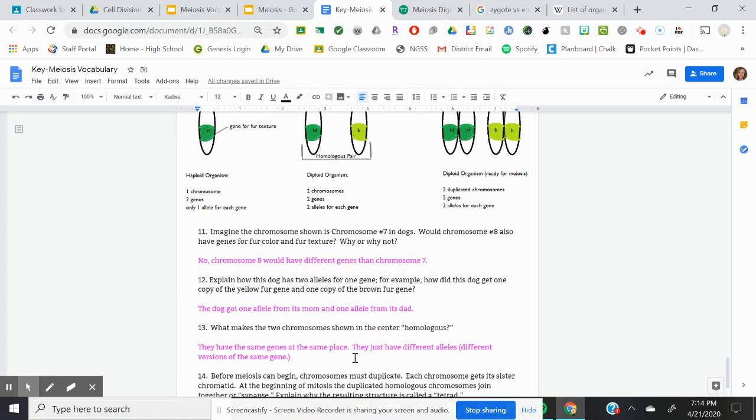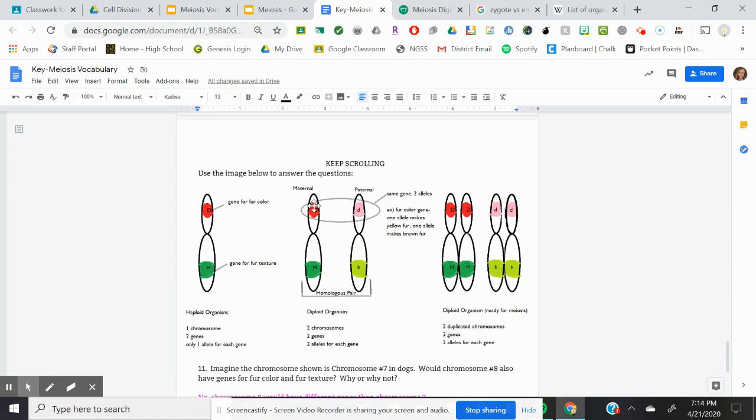Explain how this dog has 2 alleles for one gene. So this gene right here, the gene for fur color, it has 2 alleles, 2 versions. They have one yellow fur allele and one brown fur allele. I didn't actually label which one's which, but they got one allele from their mother and a different allele from their father. And that's genetics, right? Your parents pass on their genes, but they give you a version of the gene that they have. If this dog had brown fur and this dog had yellow fur, then that's what they're going to pass on, okay?